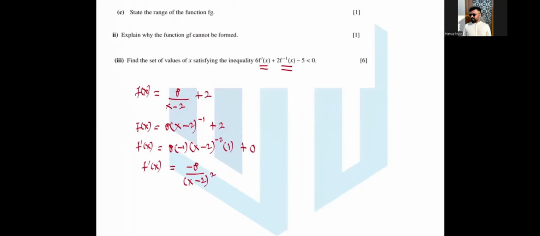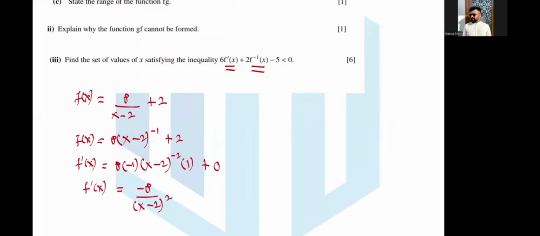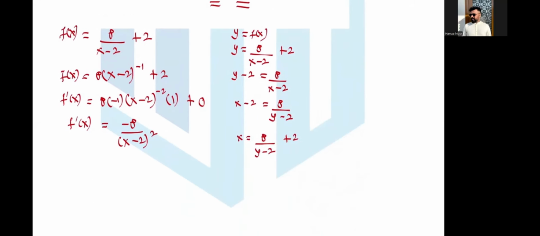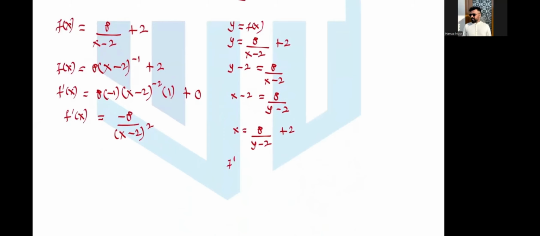And now I'm going to find the f inverse x function as well. For that purpose, the first step is to set y equal to f(x). So y is equal to 8 over x minus 2 plus 2. So y minus 2 is equal to 8 divided by x minus 2. So x minus 2 is equal to 8 divided by y minus 2. And when we make x the subject, x will be equal to 8 over y minus 2 and then plus 2. And in place of x, I'm going to write f inverse x, and in place of y, I'm going to write x. So 8 over x minus 2 plus 2.